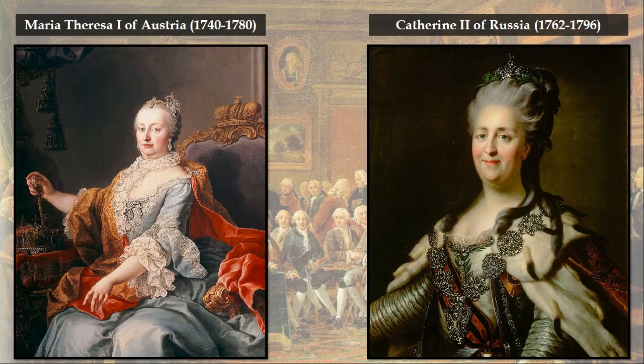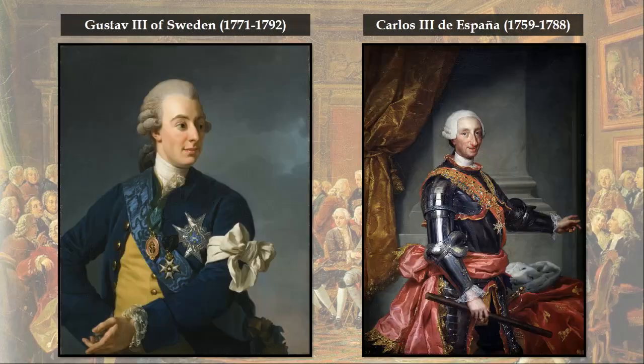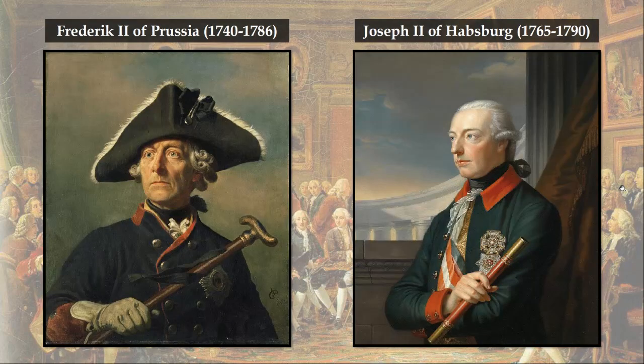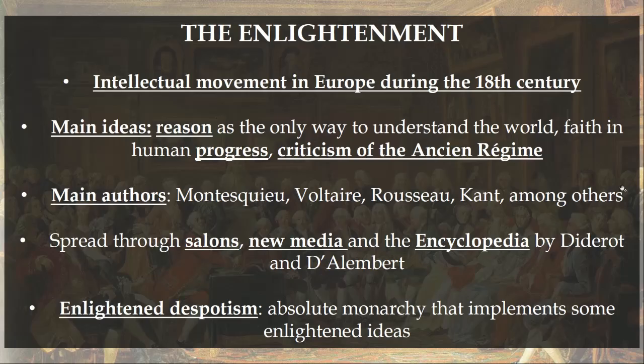Despotismo ilustrado. Some of them were Maria Theresa I of Austria, Catherine II of Russia, Carlos III de España. You just need to know one of them, for ejemplo, Carlos III. Or Frederick II of Prussia, Joseph II of Habsburg. And this enlightened despotism can be summarized with the sentence, all for the people, nothing by the people. Todo para el pueblo pero sin el pueblo.